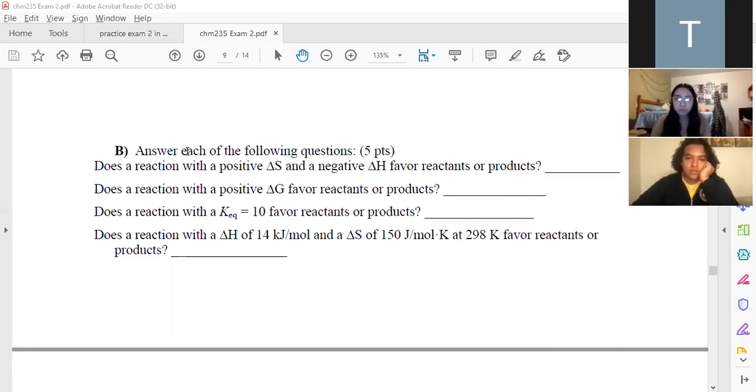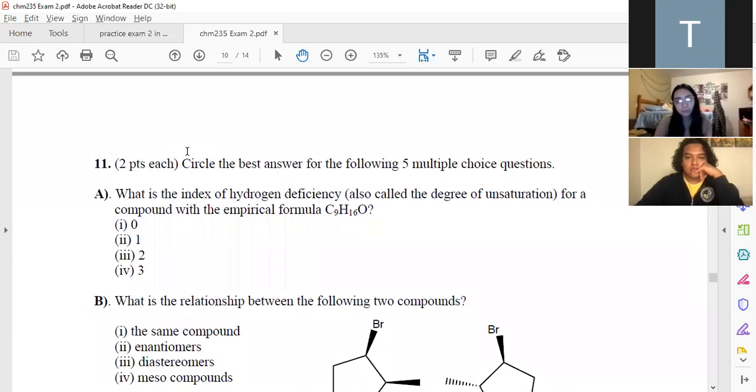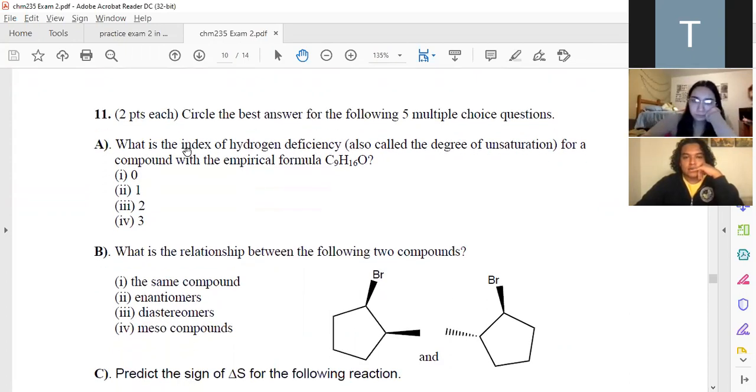Again, always go with your professor's answers. You don't want to go with mine, because even though I know what I'm doing, she's your professor. So if I'm making a mistake, you want to make sure that you double check with her. But all right. Circle the best answer for the following 5 multiple choice questions.